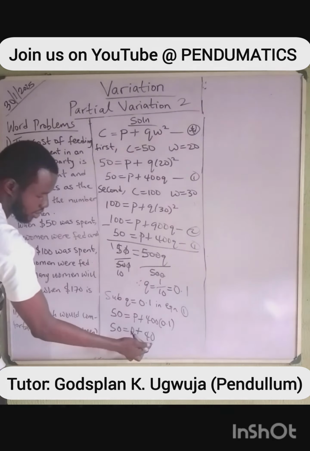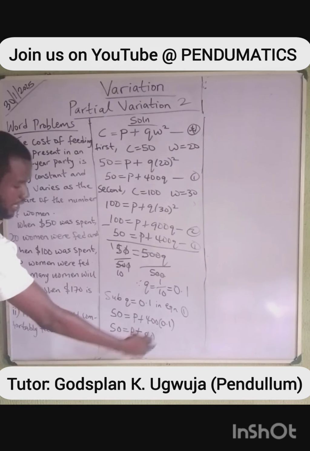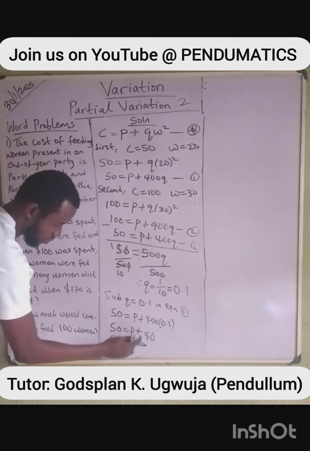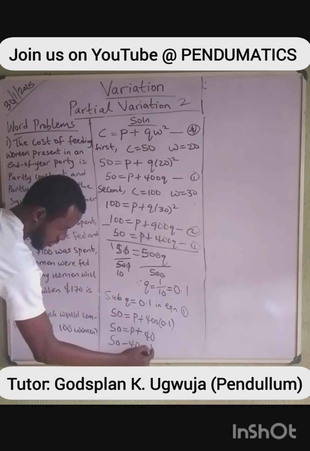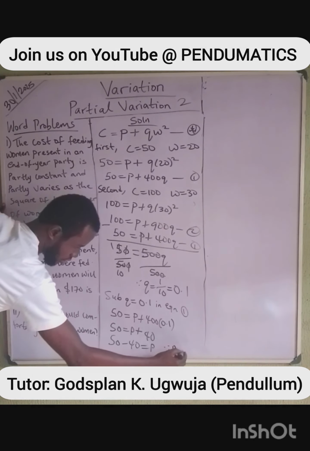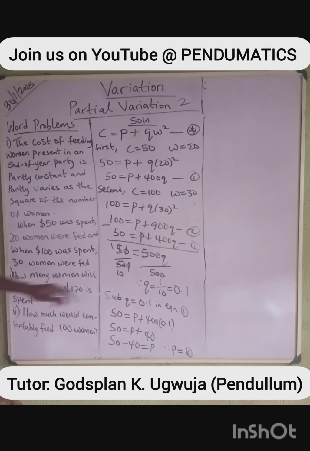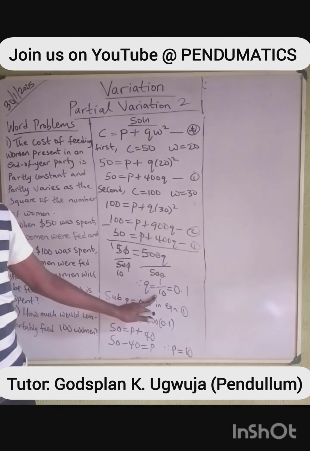Then, to find P, I will bring this one to this side. I'll call it 10, 50, and this plus will become minus P. Therefore, P is 10. Alright, so P is 10, Q is 1 over 10.